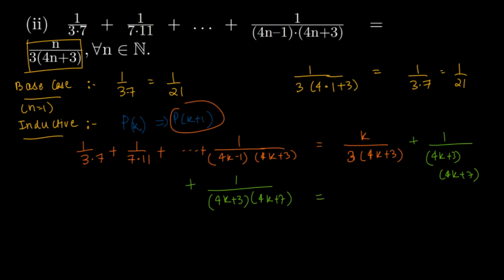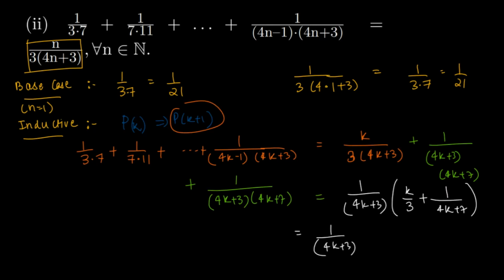On the right hand side, well, you take 1 over 4k plus 3 common out, and you will have k over 3 plus 1 over 4k plus 7. And 1 over 4k plus 3. Again, this is just simple algebra. This is going to lead us to 4k plus 7 times k plus 3 divided by 3 times 4k plus 7.